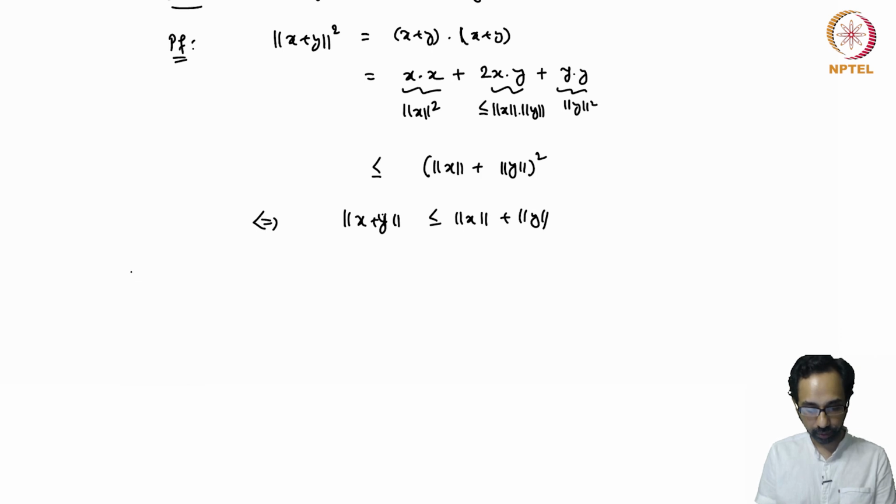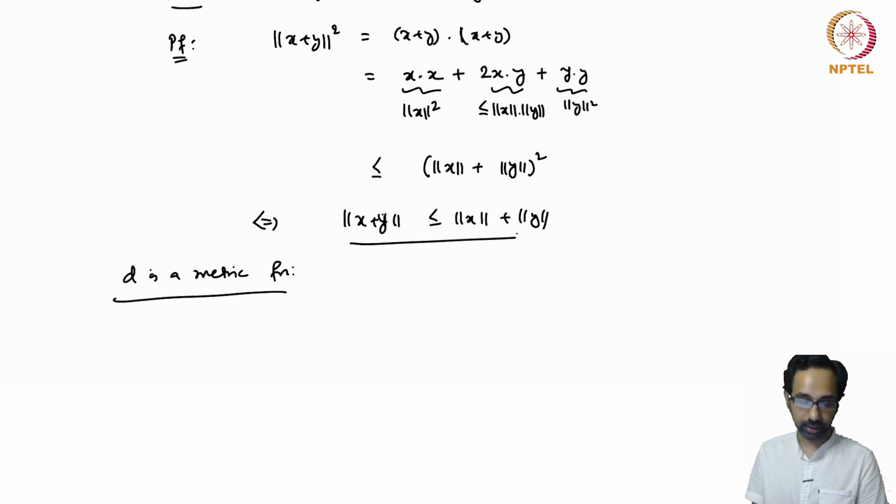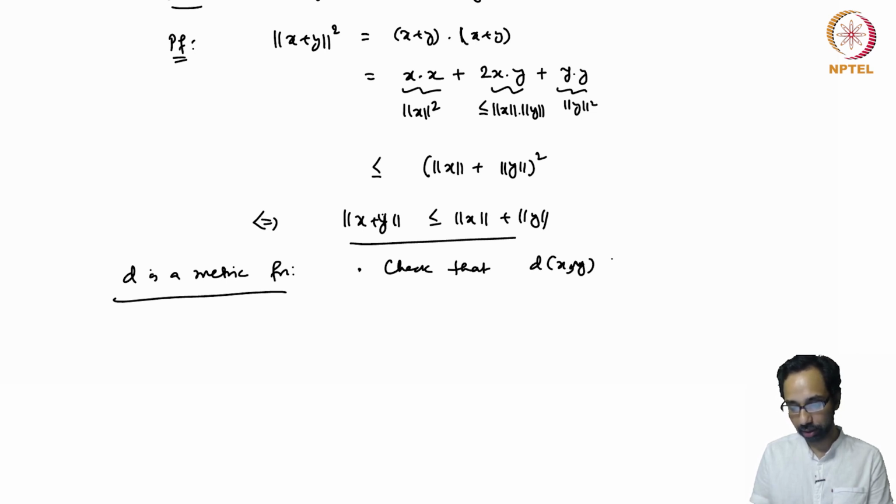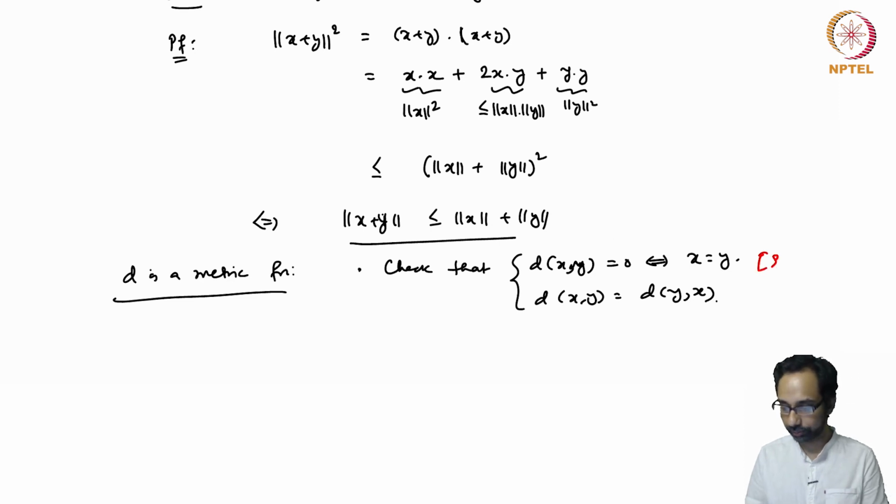And now we can finish the proof of the fact that D is a metric function using these inequalities. The only non-trivial part is the triangle inequality. I leave you to check that d(x,y) equal to 0 if and only if x equal to y, and d(x,y) equals d(y,x). These two things are easy, and I leave it to you as an exercise. So the only non-trivial part is the triangle inequality.